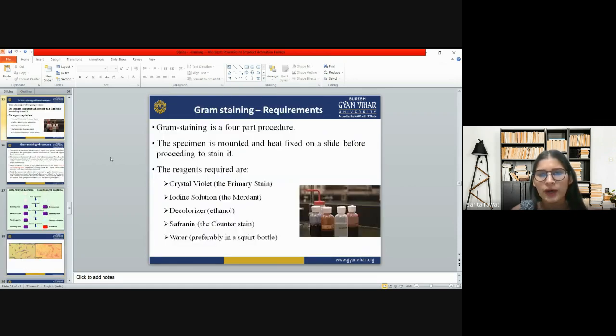Now, Gram staining requirements. Gram stain is a four-part procedure. The specimen is mounted and heat fixed on a slide before proceeding to stain it. The reagent requirements are crystal violet, the primary stain; iodine solution, the mordant; decolorizer, for which we need ethanol; safranin, the counterstain; and water, preferably in a squirt bottle. So for Gram staining we need these reagents, and we need water also. The whole process is very lengthy and time consuming.